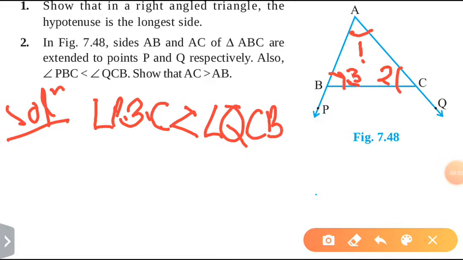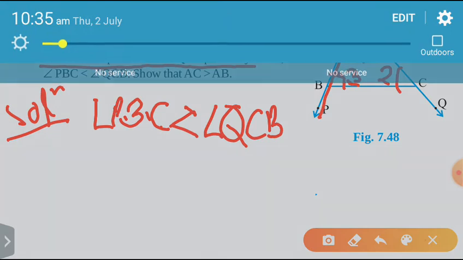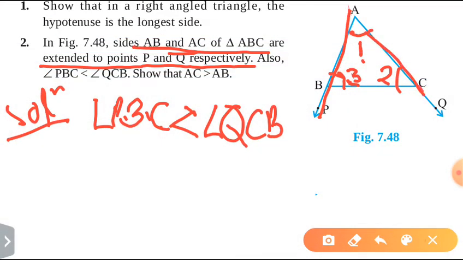In question number 2, you can see that AB and AC of triangle ABC are extended to points P and Q. This is the line AB and this is the line AC. These are extended till P and Q. We are given that angle PBC, this one angle, is less than angle QCB, this other angle. You can see that it is given in the question.